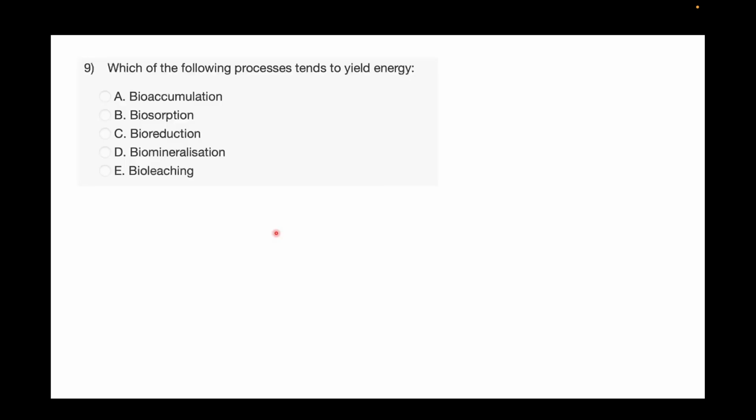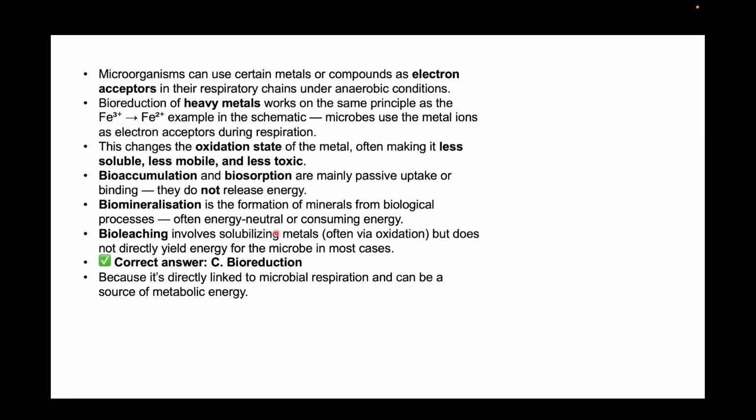Tuhin has answered option C. Which of the following processes tends to yield energy? The correct answer is option C, bioreduction. Well done, Tuhin. Now, what is bioreduction? Microorganisms can use certain metals or compounds as electron acceptors in their respiratory chains under anaerobic conditions. And bioreduction of heavy metals works on the same principle as the iron reduction example in the schematic. Microbes use the metal ions as electron acceptors during respiration.